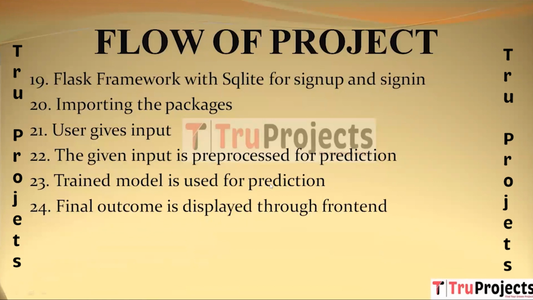Next here we have trained model is used for prediction. The machine learning model which has been previously trained is applied to make the predictions and provide responses based on the pre-processed user input. And the last one here we have final outcome is displayed through front end. The results of predictions generated by the model are presented to the user through a front end interface, which could be a web page, mobile app, or other user-facing platform.